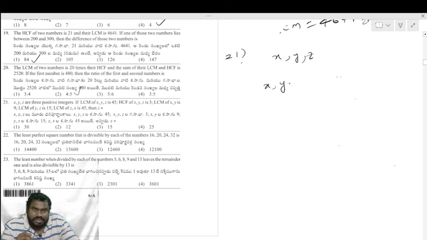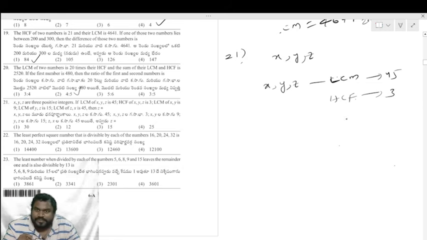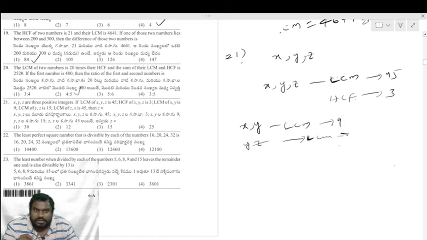LCM of x, y, z is 45, HCF is 3. LCM of x and y is 9. LCM of y and z, how much? 15. LCM of z and x is 45. Okay.